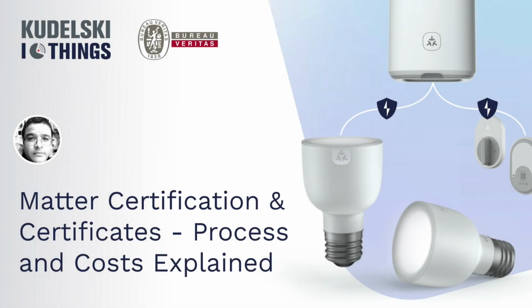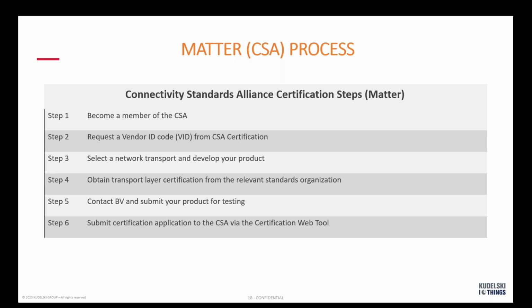Yeah, the first and most important thing, I guess, is that you need to be a member of the CSA. Otherwise, you cannot apply to get a certificate. You can apply to VB for testing, but you will never get a certificate for that. Okay. And step number 2 is you need to ask the CSA for a vendor ID.